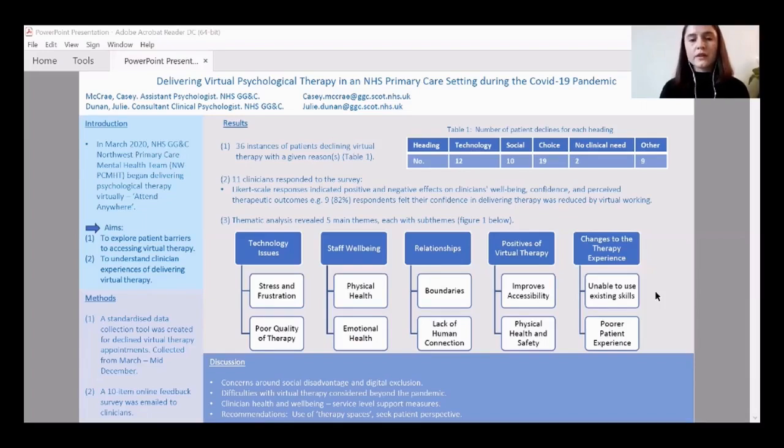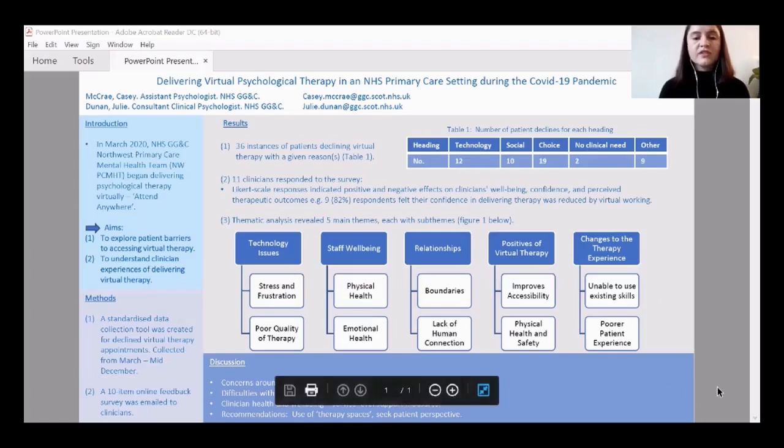Difficulties with virtual therapy should also be considered beyond the pandemic, considering that prior to COVID-19, there had been discussions around virtual working and virtual therapy being a potentially more efficient way of working in comparison to face-to-face. The fact that clinicians are struggling with their own health and well-being as a result of virtual working is also of concern, and it should be considered in terms of putting service level support measures in place to help staff with any struggles that they're facing.